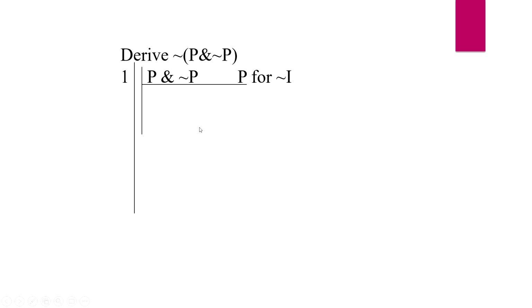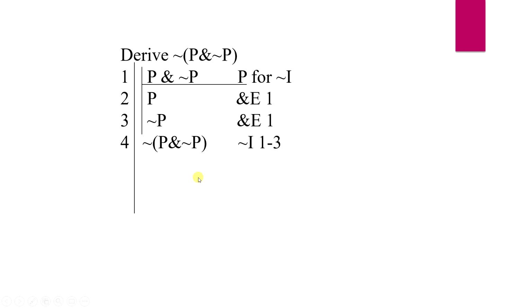So now we have P and it's not the case that P, and what we're trying to get inside this derivation is a contradiction so that we can get back to the main scope line. For this problem, that contradiction is easy. We can get P on line 2 by conjunction elimination from line 1, and we can get it's not the case that P on line 3 using the same rule, conjunction elimination from line 1. So now we've shown that the conjunction P and not P gives us a contradiction. So we can get it's not the case that P and not P on our main scope line by negation introduction from lines 1 through 3.